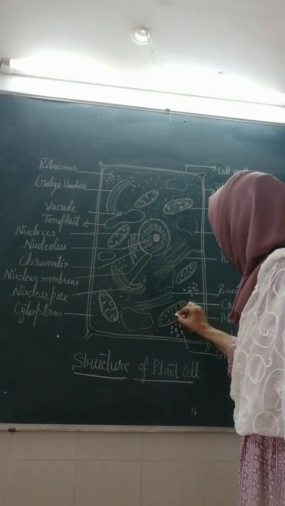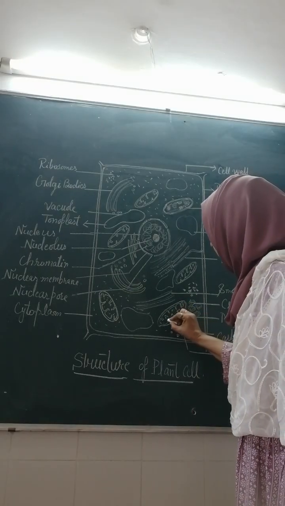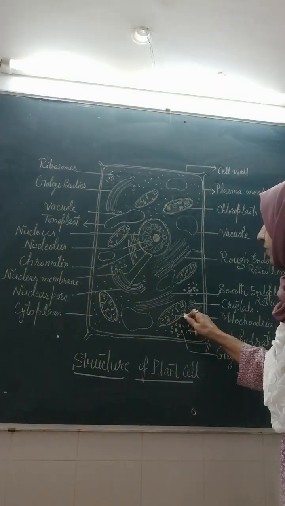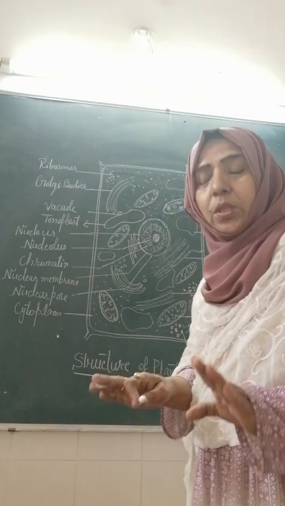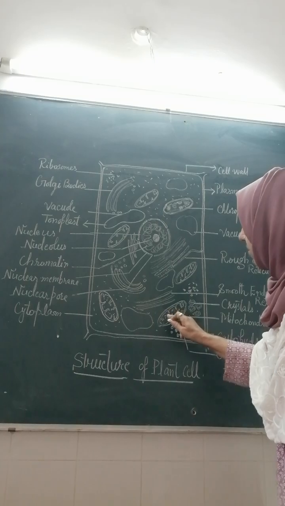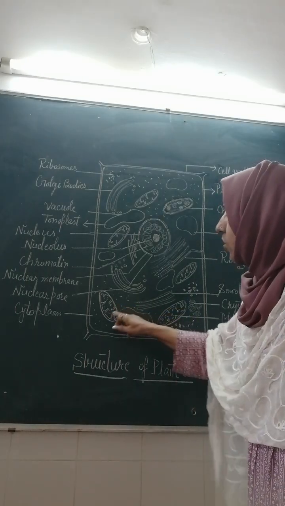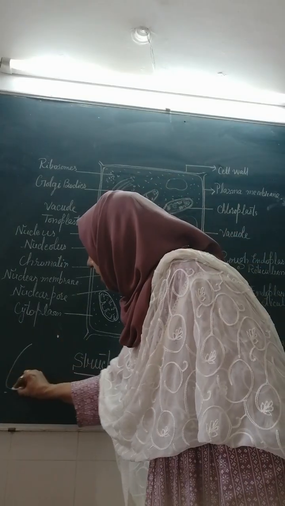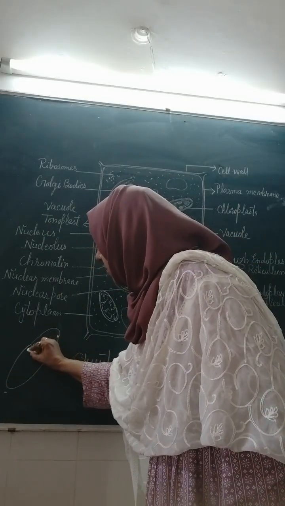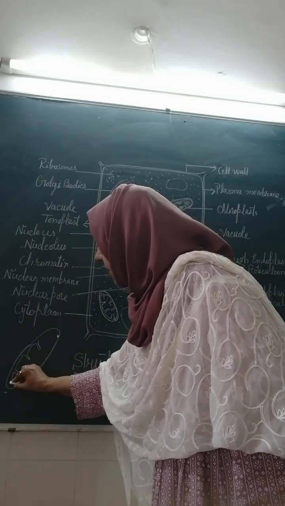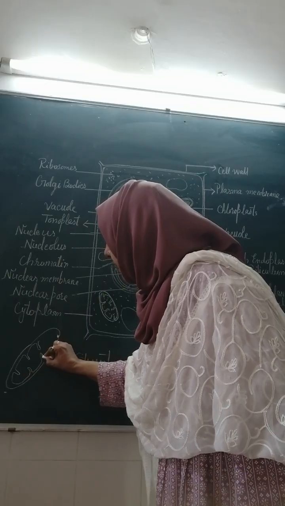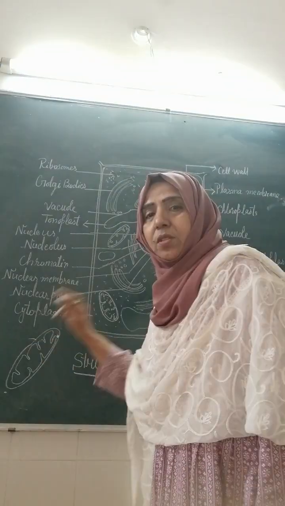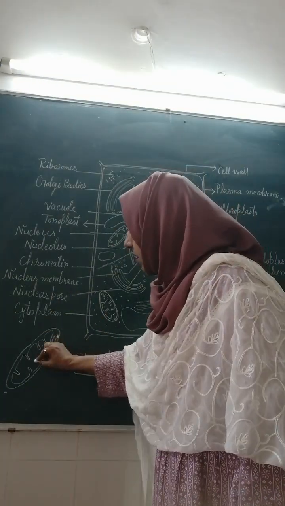This is the structure of mitochondria. It has a double membrane also. The outer membrane of this mitochondria is smooth while the inner membrane has finger-like structures which are called cristae. This is the outer membrane which is smooth. The inner membrane has finger-like structures.